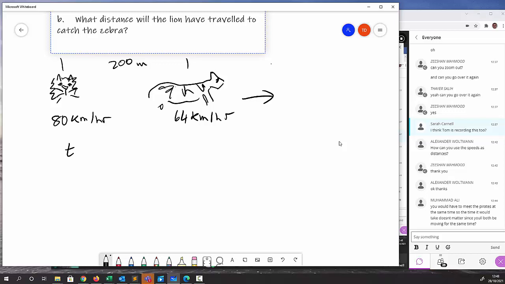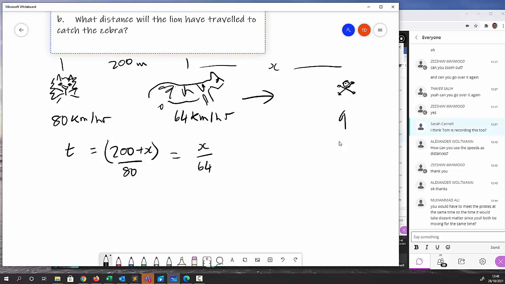Now, let's imagine there's a distance x here before death. So the distance that the lion will run is going to be 200 plus x, so that's the distance over speed is equal to time, and the distance the zebra will run is just going to be x divided by its speed, which is equal to the same time. Why is it the same time? Because they meet at that point there, don't they?